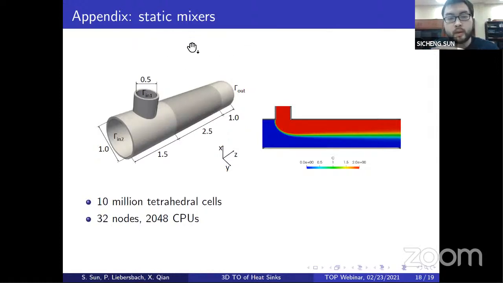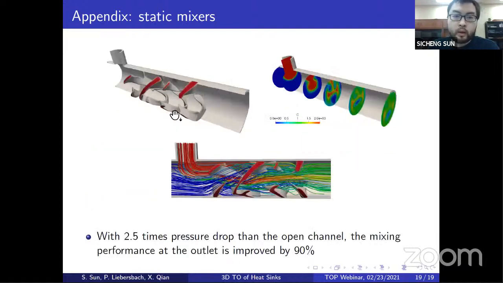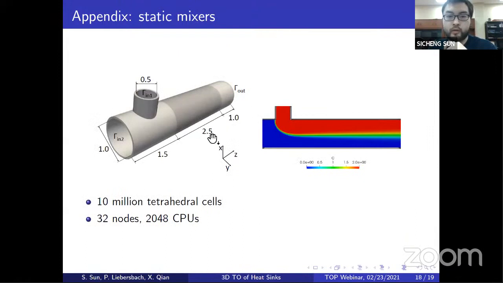So this is static mixers. We have some particles from this inlet and we want a well mixing at the outlet surface. You can see it's not mixed very well. For this problem, we design some structure in this gray zone. We have some structure like this. And at the outlet, you can see it's almost green, meaning that the mixing performance is much improved. Actually, it's improved by 90%. However, it comes with 2.5 times higher pressure drop than this open channel.